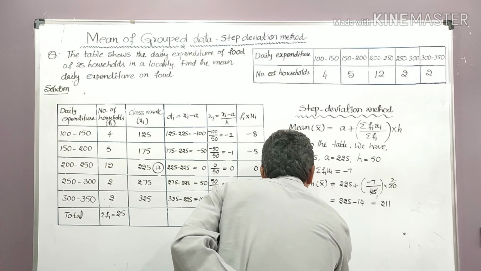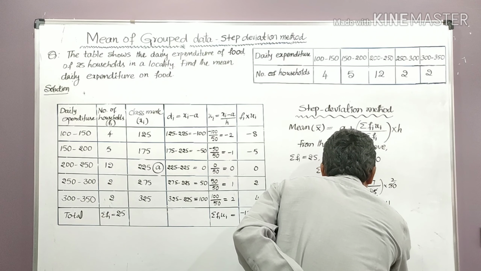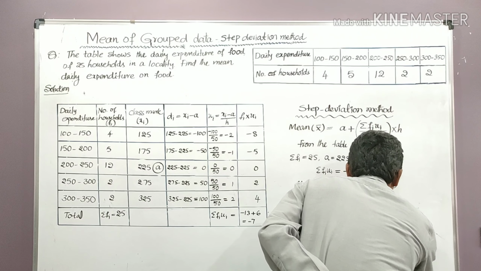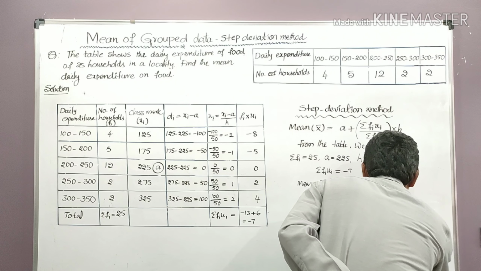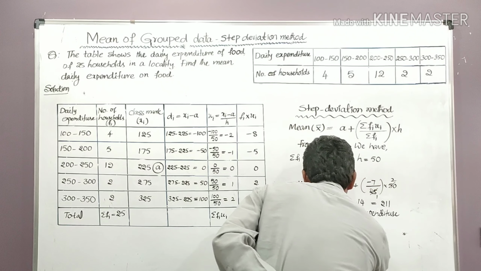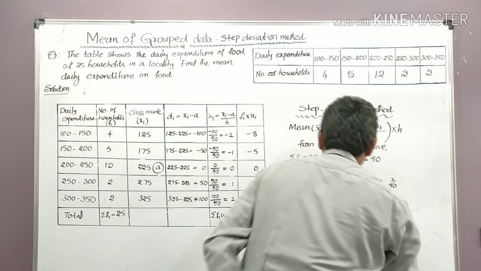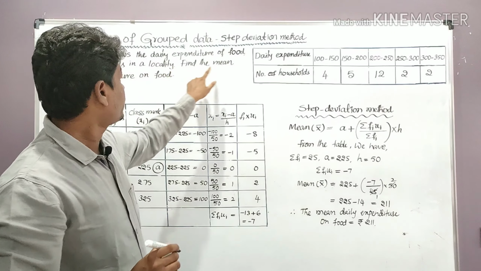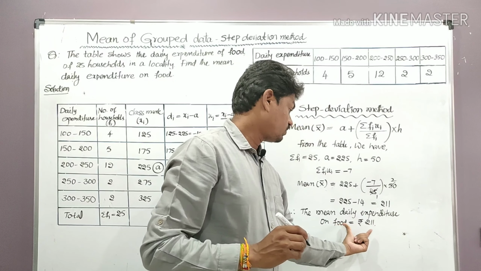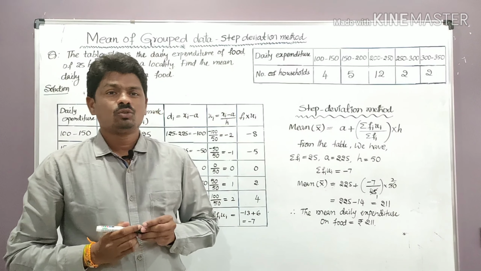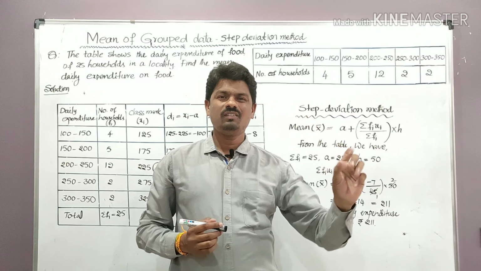Therefore we can write the conclusion: the mean daily expenditure on food is equal to how much, student? Rupees 211. So this is the conclusion, student. Find the mean daily expenditure on food. We have to write the conclusion. Therefore the mean daily expenditure on food is equal to rupees 211. So that's all, student. Like this we can find the mean of a group of data using the step deviation method.